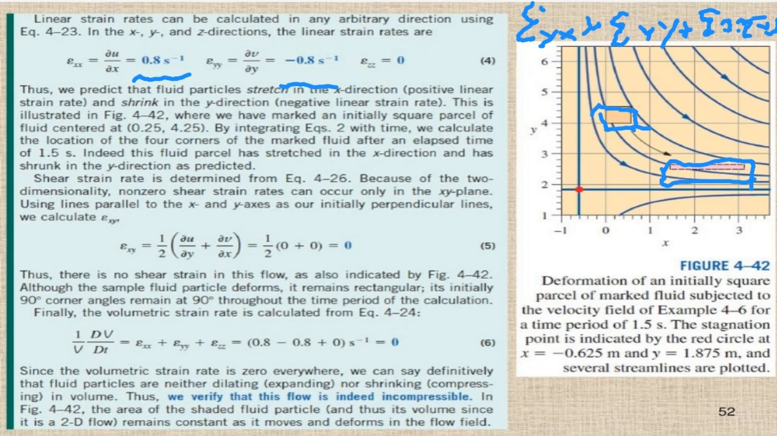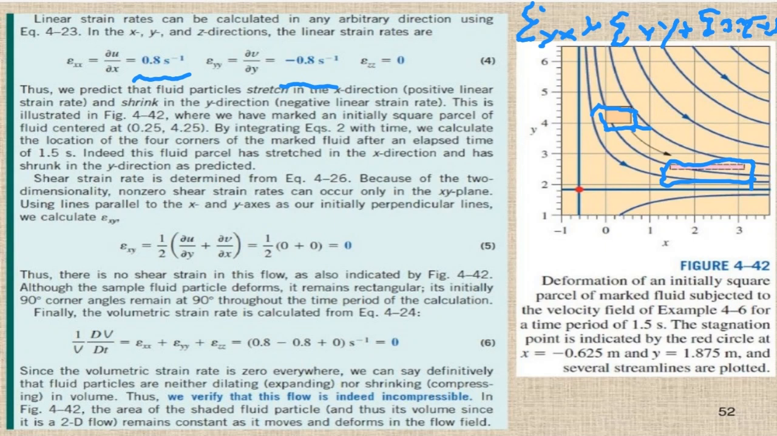So the volumetric strain rate is 0, even though it's changing shape from here to there like this, or from here to there like that. The volume does not change. Even if it's changing the shape in the x and y directions, the volume does not change. And we see it here, the sum of the linear strain rates is 0, meaning that the volumetric strain rate is 0, or it's incompressible.